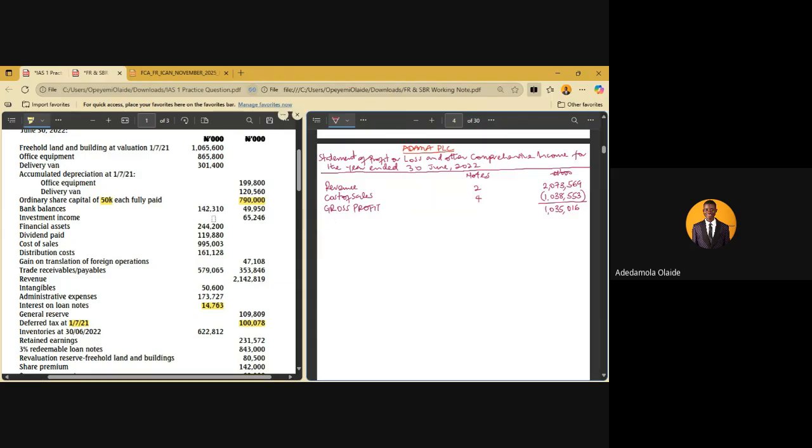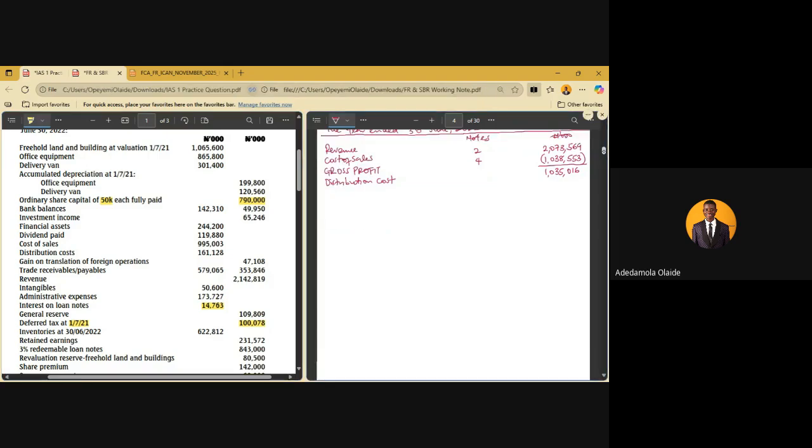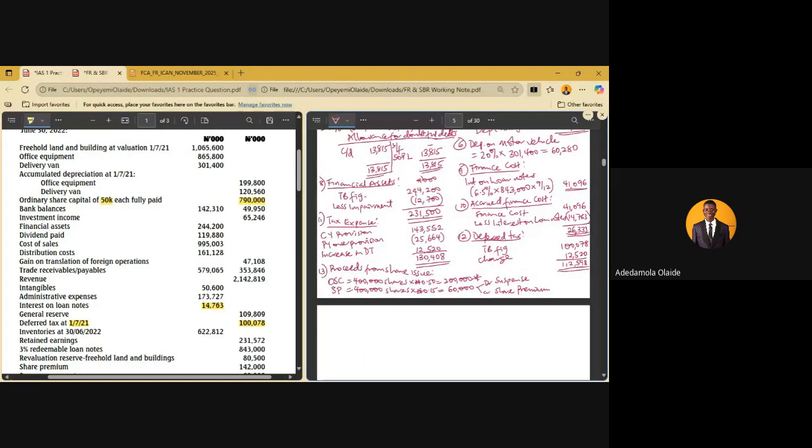So having done that, we go to the next thing, which is our admin expense, distribution cost, and so on. Based on the arrangement here, we have distribution cost first. How much is our distribution cost? We cannot take the figure we have here directly, because there is additional information on distribution cost, note 14. Who can remind me what the additional information is?